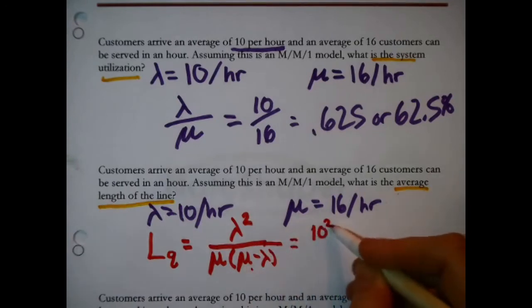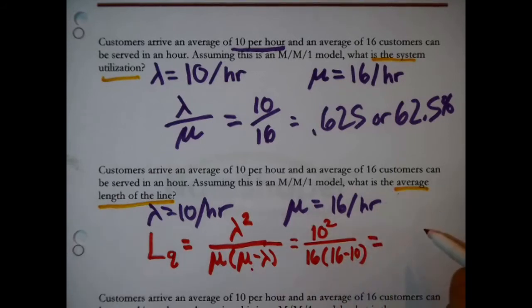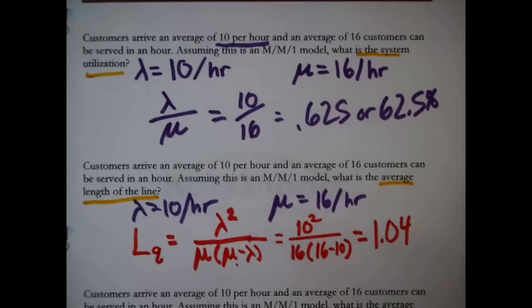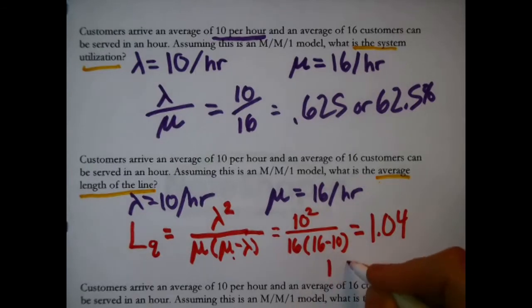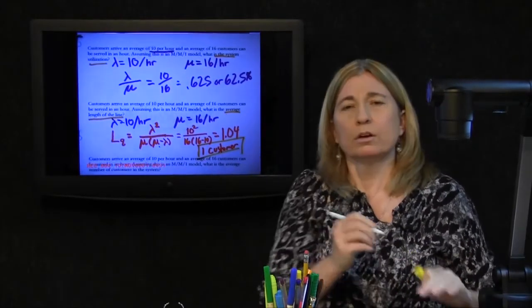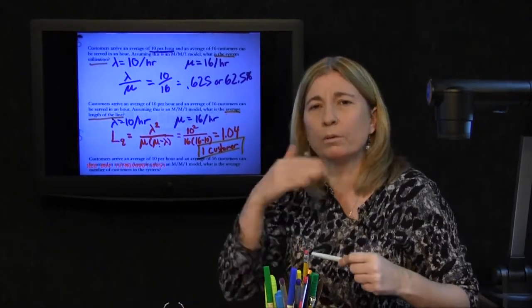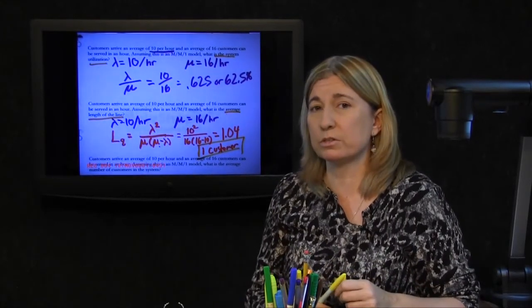That's 10 squared, or 100, divided by 16 times 16 minus 10, or 16 times 6. I get that is 100 divided by 96, or 1.04. We are talking about the length of a line, so that is essentially one customer. I'm just rounding a little bit more. What we've determined is that on average there's one person in this line, standing there waiting to be served.